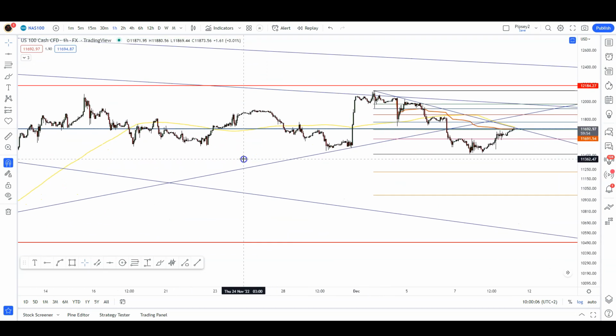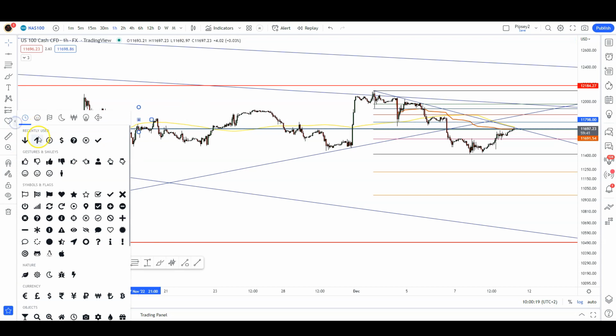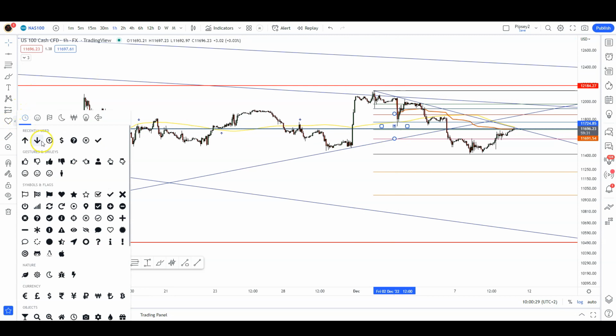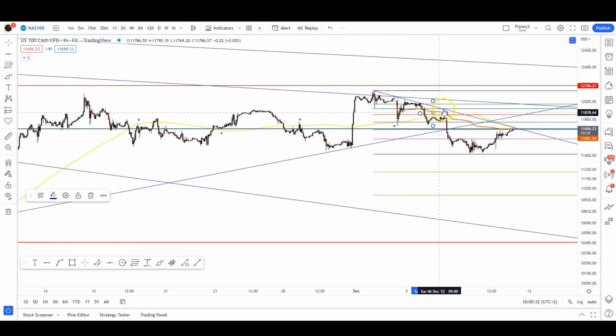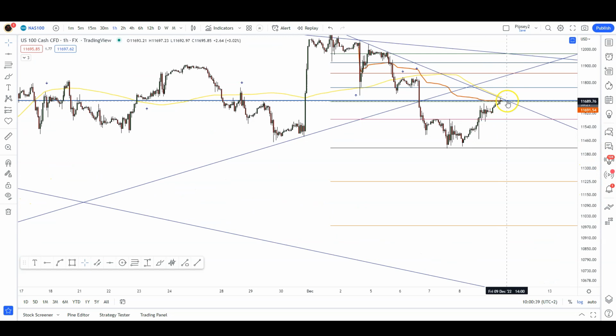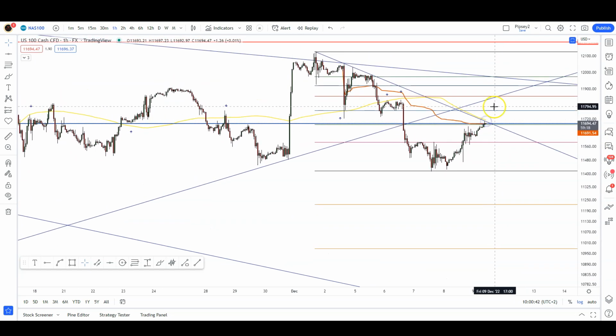And just want to point out some levels of support and resistance that is offered. Support, resistance, support, breaks back below it, resistance, and right there. So we'll see if we drop from here or if we try to squeeze a bit further up.